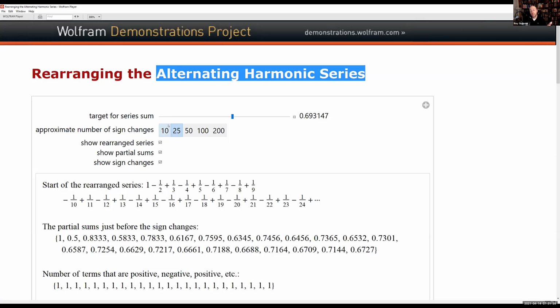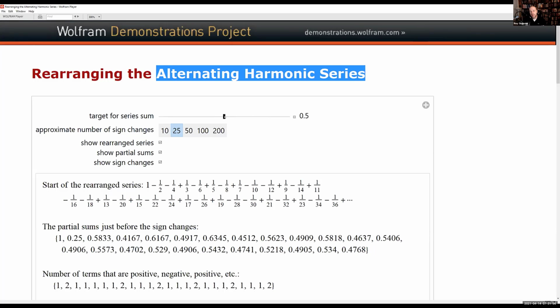And what I had mentioned on Monday, our last lecture, was that the interesting thing about conditionally convergent series is that you could reorder the series in any order you want to get a specific value. So in other words, target for the series sum, let's say I want the series to add to a half. Okay. Then let's see, show rearranged series. Yeah. So to get the series to sum to a half, it would be 1 minus 1/2 minus 1/4 plus 1/3 minus 1/6 plus 1/5 minus 1/8, and so on and so forth.